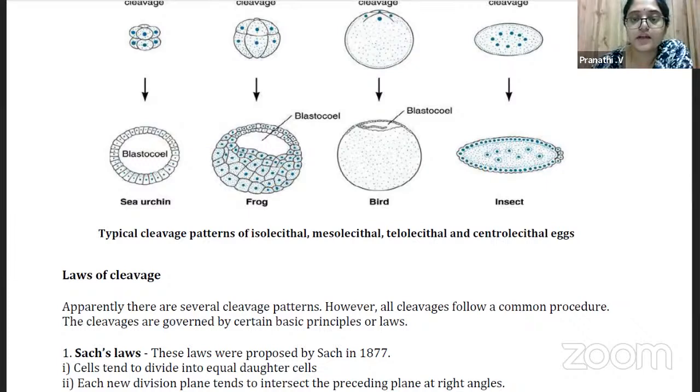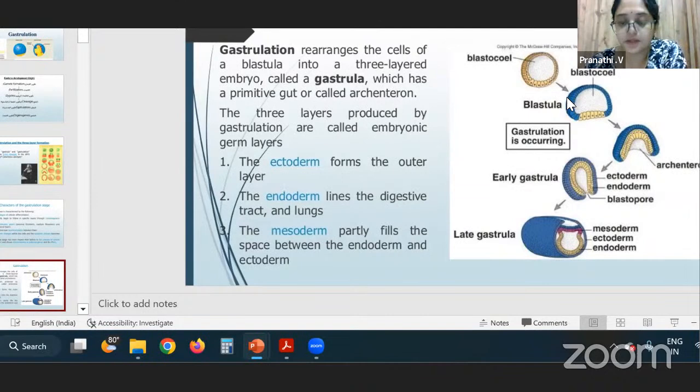Right, please listen. In the blastula, again, the ectodermal area is present. Let me see if I have a picture of it. Right. So in the blastula itself, you have the ectodermal area that is going to give you the epidermal layer of the skin.